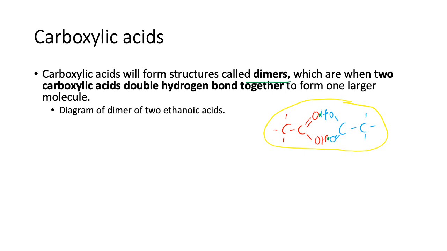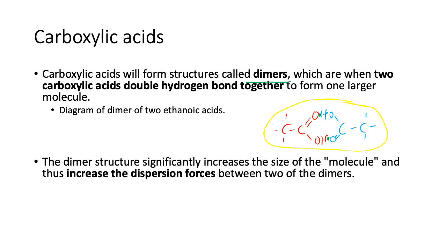What's the point of this? These things stick together through the entire substance as dimers. Okay, and when you have dimers, what it does, it significantly increases the size of the molecule. Because instead of it being the molar mass of what it is, it's actually double now its molar mass. Okay? It has double the molar mass. And because it has double the molar mass, it now has double the size of the dispersion forces.